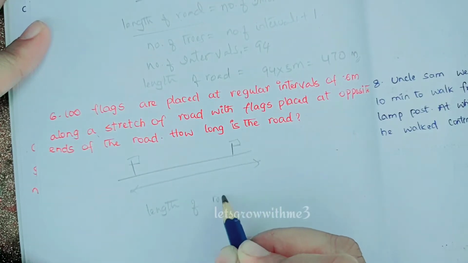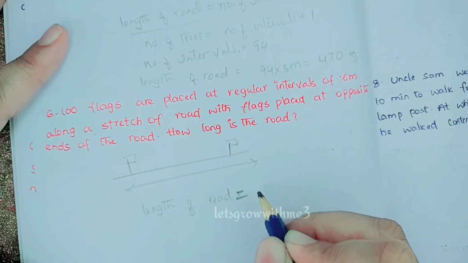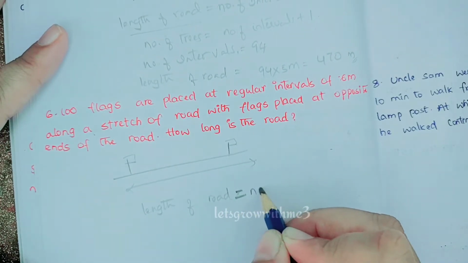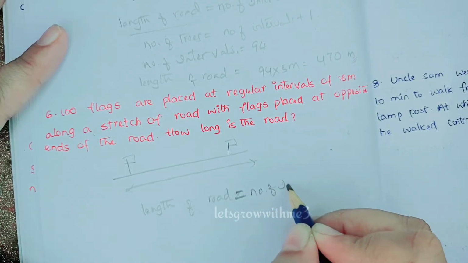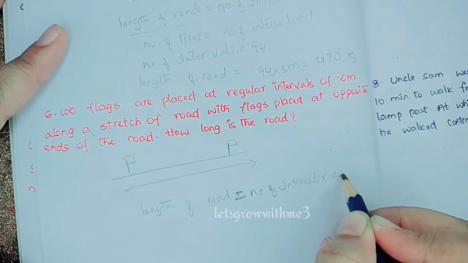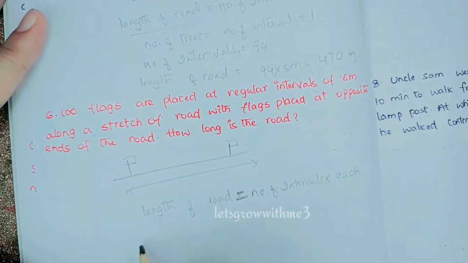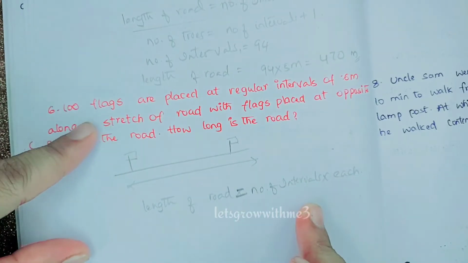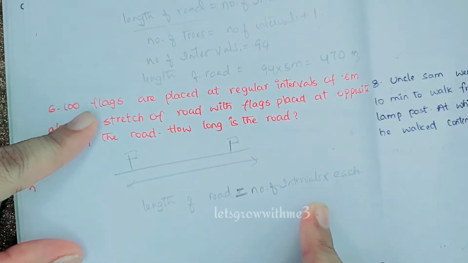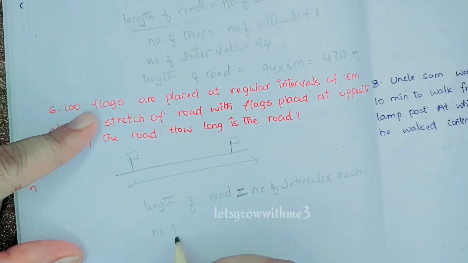So at interval of 6 meters along a stretch of the road. Okay. So length of the road is 6 meters. Oh, regular interval of 6 meters. Okay, this is not the length of the road, this is the regular interval, which is 6 meters. So let's find out the number of intervals first.